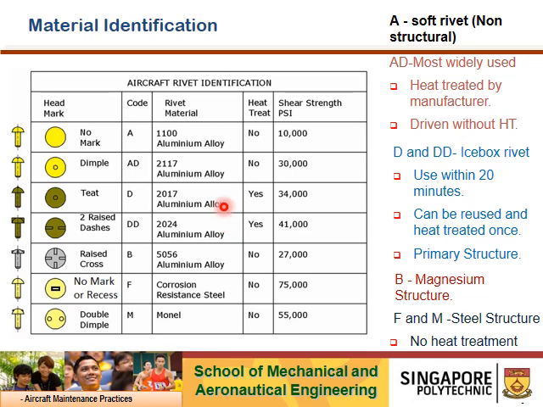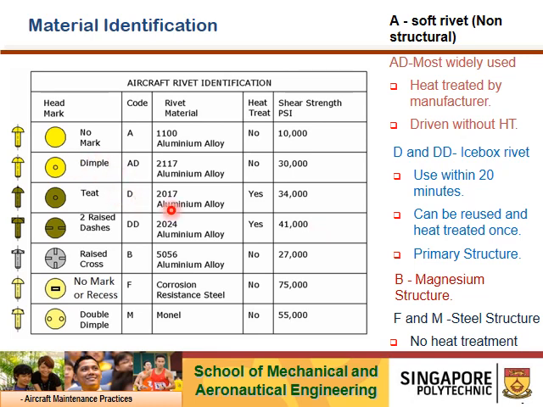heat treat them by putting them inside an oven. Once you complete the heat treatment and take them out from the oven, you must install the rivets within 20 minutes. If not, then it will be too hard to be riveted.